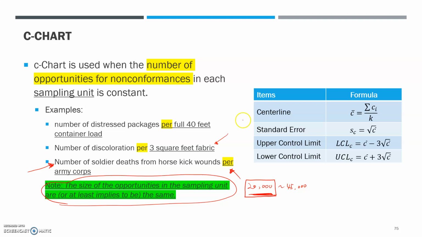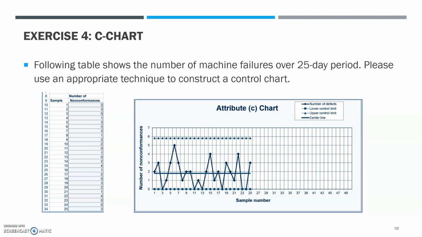Okay, so the center line is basically very simple. The average in this case is basically the average of the defects, right? C here is the count of nonconformances or defects. K is the number of sample groups. And like I said, the variance of the Poisson is the same as the average itself. Therefore, the standard deviation is equal to the square root of the average. With that you can easily construct the lower control limit and upper control limit. This is what you're seeing here.